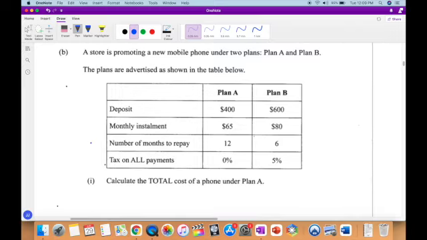Nice. So a store is promoting a new mobile phone under 2 plans, Plan A and Plan B. The plans are advertised as shown in the table below. So we could see here that we have plans, and it looks like a hire purchase kind of question, because if we go in under Plan A, we'll have to make a deposit, then we'll have to pay monthly installments for 12 months with 0 tax. But you can see over here we have 5% tax on the total, 5% tax on all payments, not each payment but all payments, right?